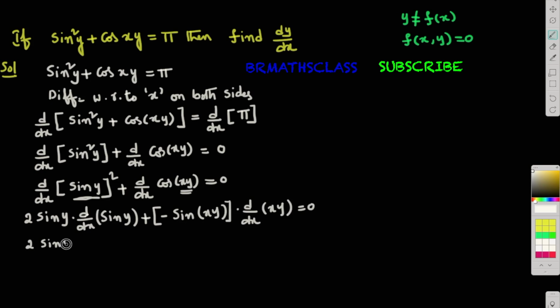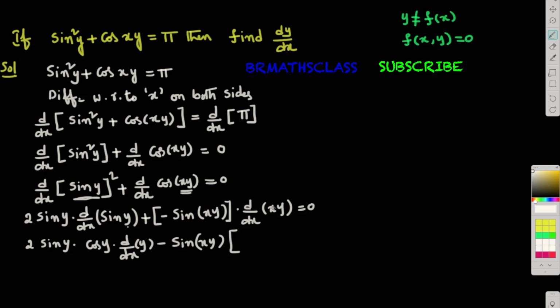2 sin y into d by dx of sin y. You imagine this y as x, then it looks like d by dx of sin x. D by dx of sin x is cos x. D by dx of sin y is cos y into, which one you imagined as x, you need to differentiate it. That is d by dx of y. Plus of minus, minus sin of xy into d by dx of xy.